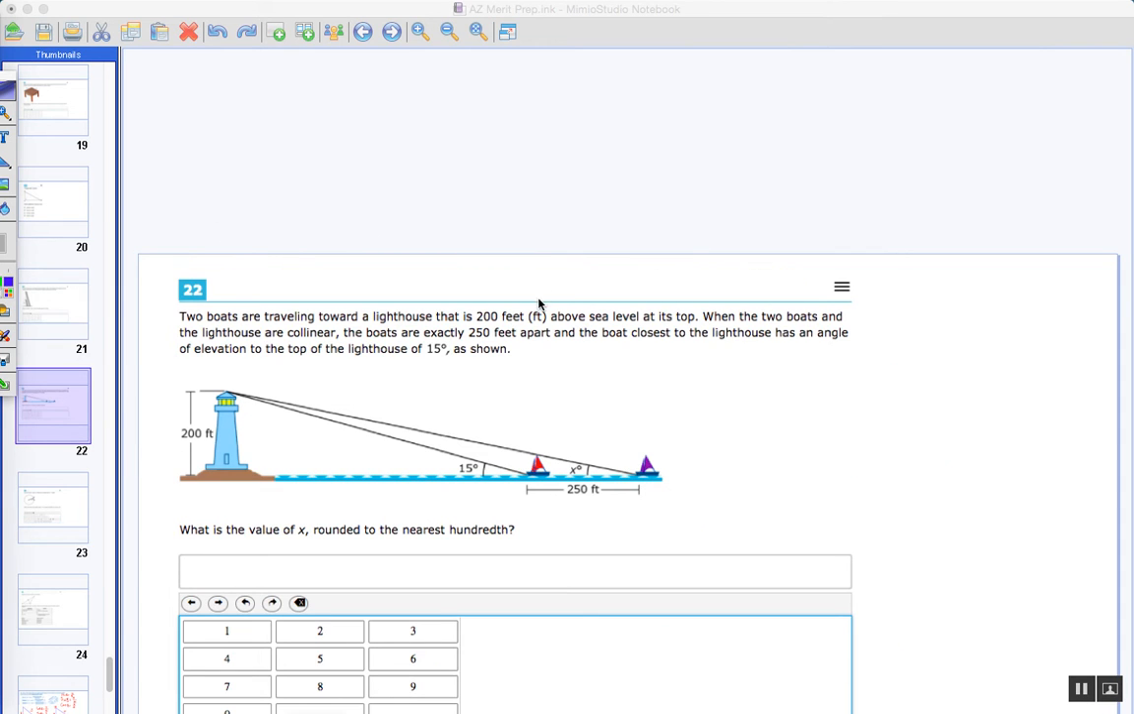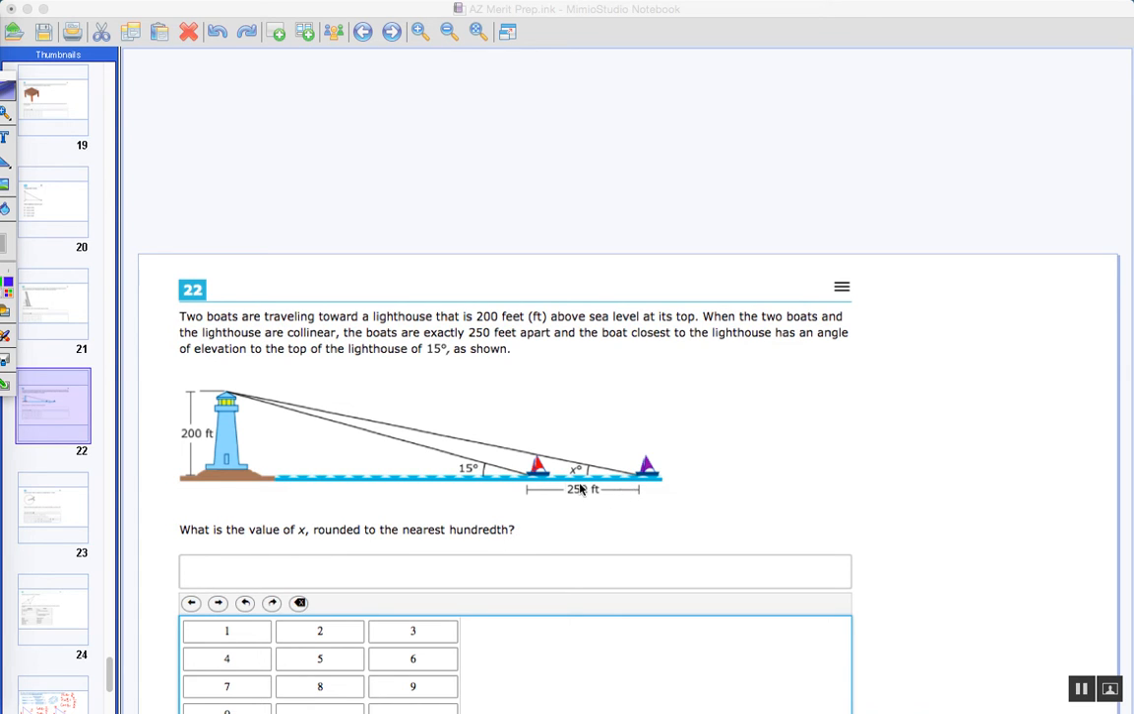So let's look at this example where we use our trig functions to help us solve for this angle here. So it says two boats are traveling toward a lighthouse that is 200 feet above sea level. At its top, when two boats and the lighthouse are collinear, the boats are exactly 250 feet apart, and the boat closest to the lighthouse has an angle of elevation to the top of the lighthouse of 15 degrees as shown. So what is the value of X rounded to the nearest hundredth?